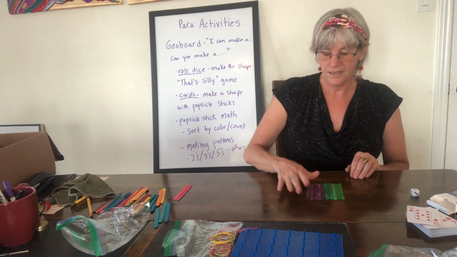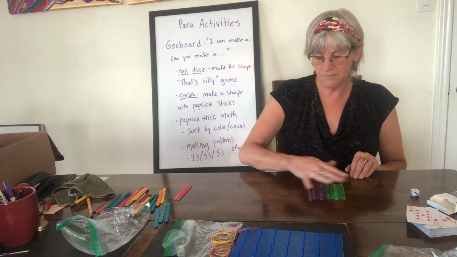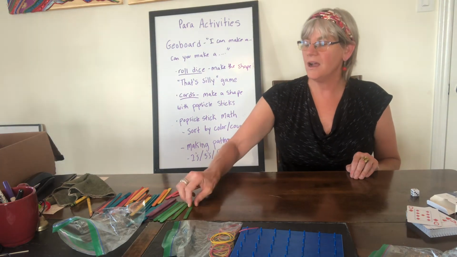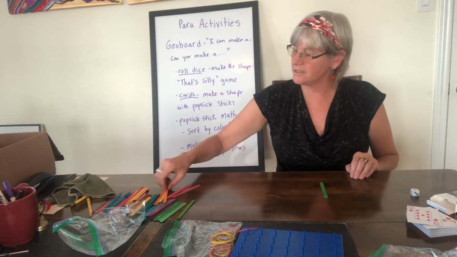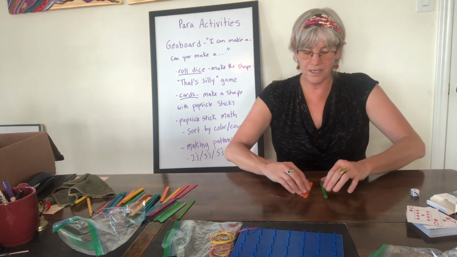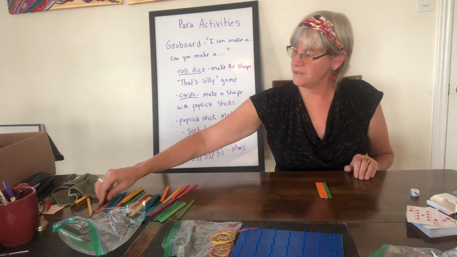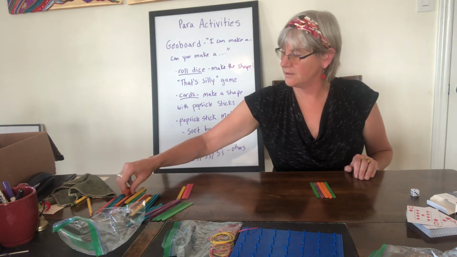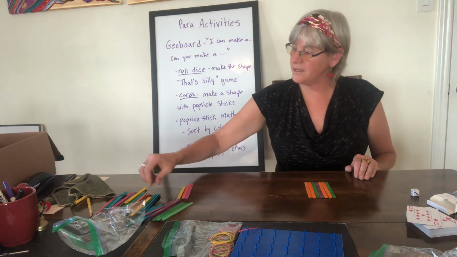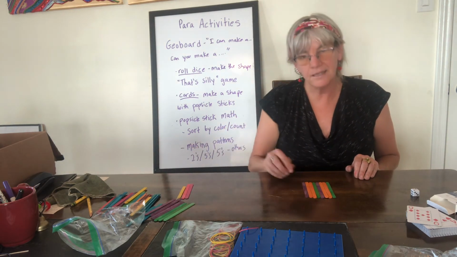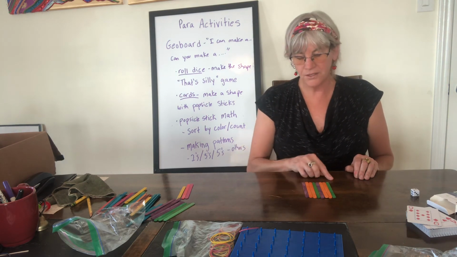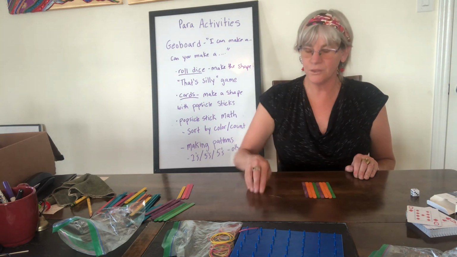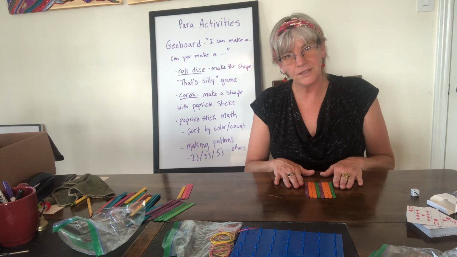After they've done their skip counting, another activity would be, what is the pattern? Your para might make a pattern like this: a green, 2 oranges, and a purple. Green, 2 oranges, and a purple. And then the student may have to replicate that pattern. We're all going to take turns picking a pattern that they designed themselves, and then everybody else in the group is going to try to replicate that pattern.